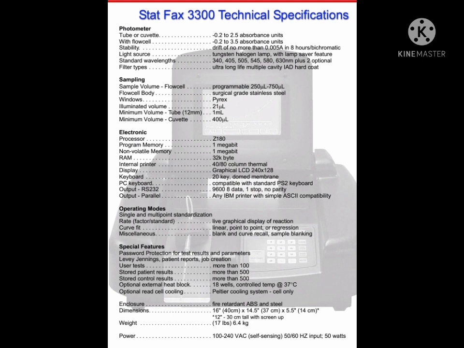Technical specification of this analyzer, starting with the photometer. By tube or cuvette, readings can be taken. Absorbance range is -0.2 to 2.5 absorbance units. With flow cell, the absorbance range is from -0.2 to a maximum of 3.5 absorbance units. Stability: light source is a tungsten halogen lamp with lamp saver feature.